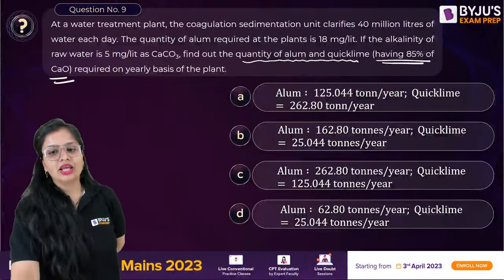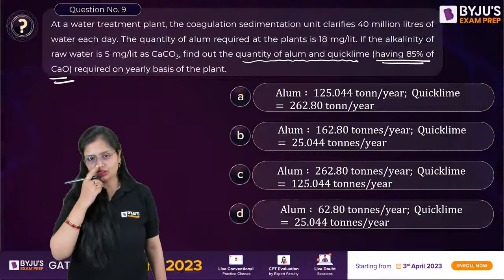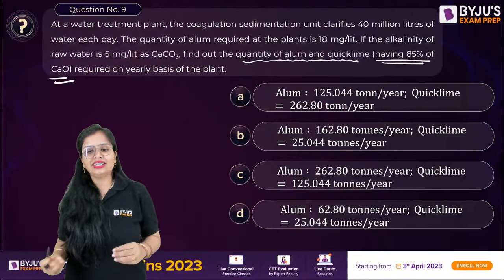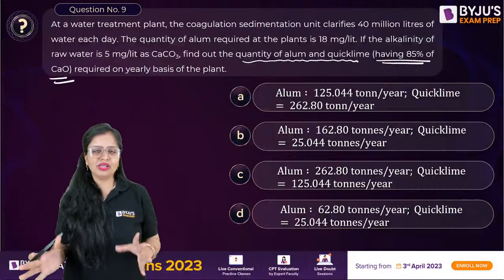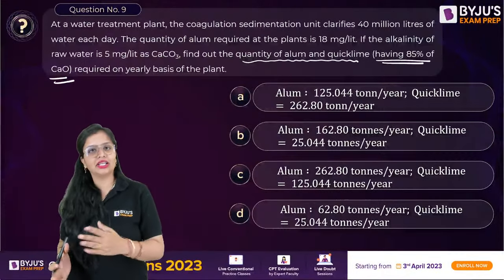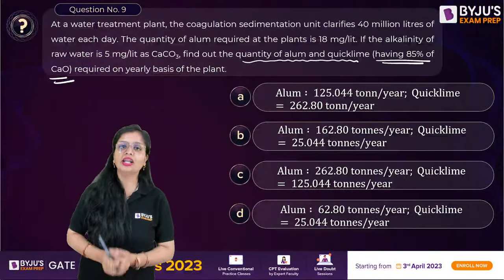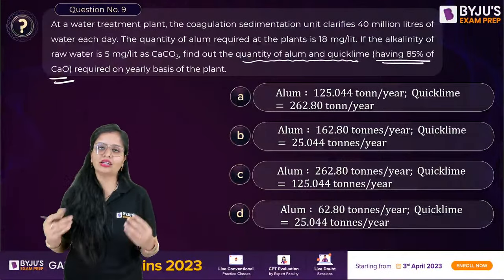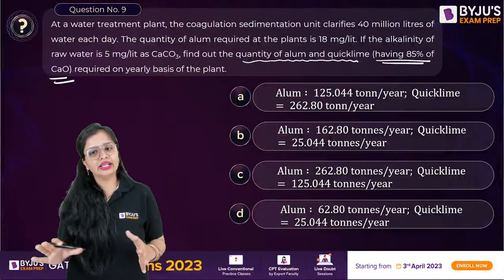Now coming to this question, because I have included a question on alum, how can you forget alum? In this question you can go through the gram equivalent concept, but I have already taken the theory class. If you haven't attended, you can search in the playlist, and if you can't find it, tell me and I'll share my Telegram group link.